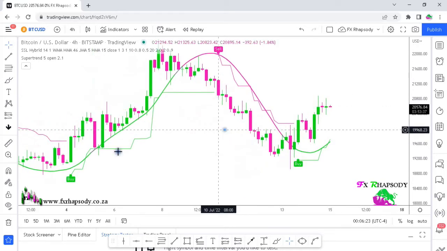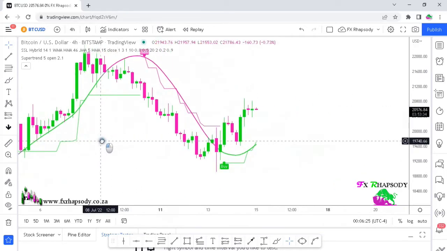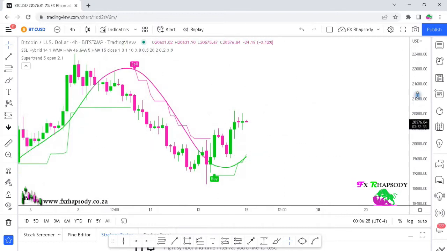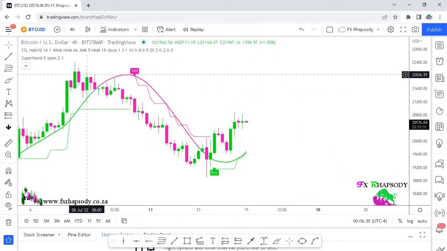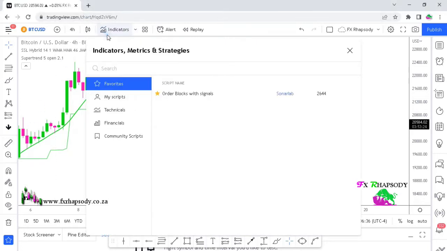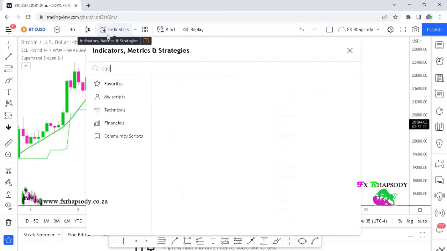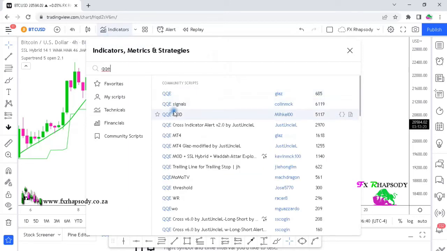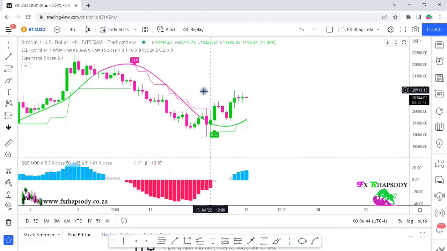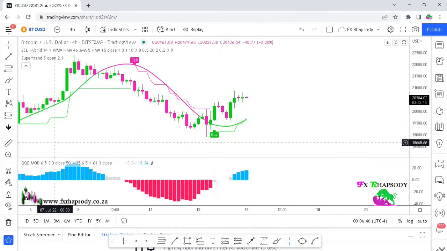Now, as you can see, there are 2 indicators, but there will be trades that are going to be null and void, or trades that are going to take you out. To help us with that, we will add another indicator. The 3rd indicator will be the QQE mod. Same guy that created the SSL hybrid, QQE mod.